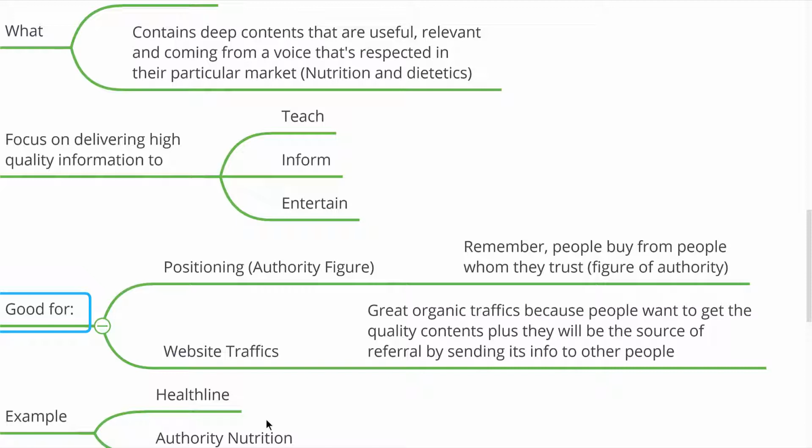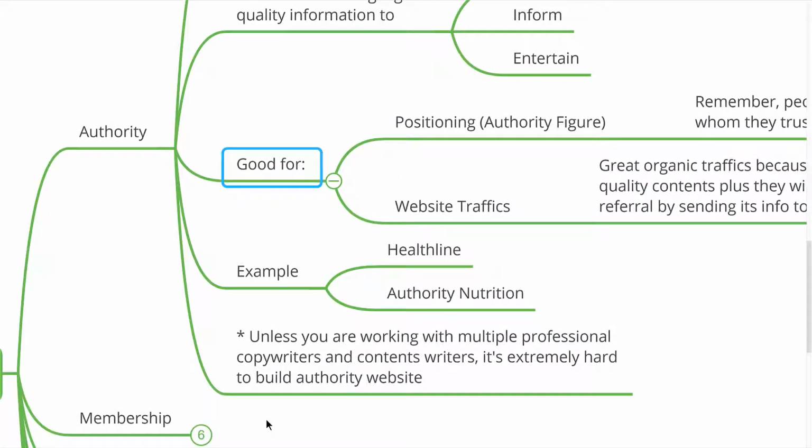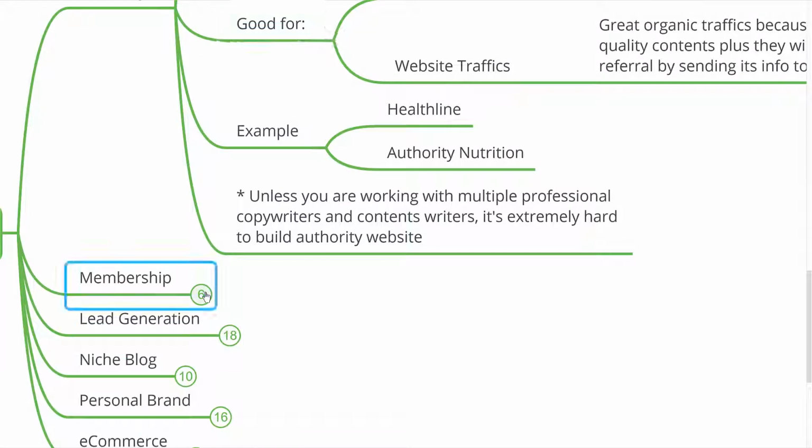Remember, people buy from people whom they trust because they are a figure of authority. It is also good for website traffic because great organic traffic is built when people want to get to the content, plus they'll be the source of referrals by sending your info to other people. Examples of authority websites include Healthline and Authority Nutrition and so on. But keep in mind that unless you are working with multiple professional copywriters and content writers, it is extremely hard to build an authority website.